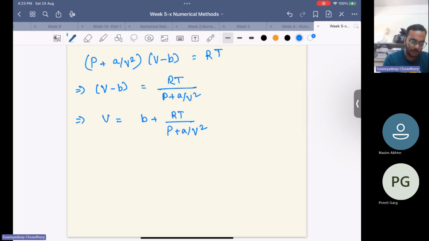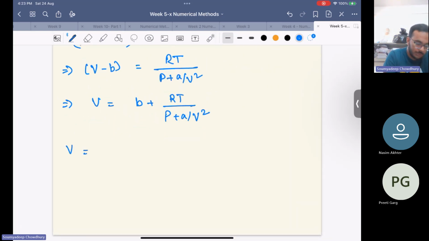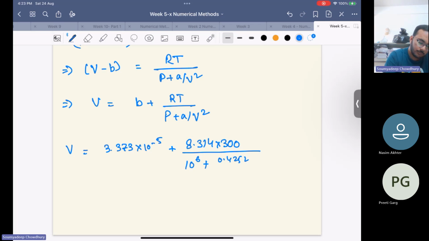Now from this, first we'll substitute the known values and then simplify the equation. So b is basically 3.373 into 10 to the power minus 5. R is 8.314 into 300, divided by 10 to the power 6 plus a, which is 0.4252. So 8.314 into 300 is basically 2494.2. So this is my equation, right?